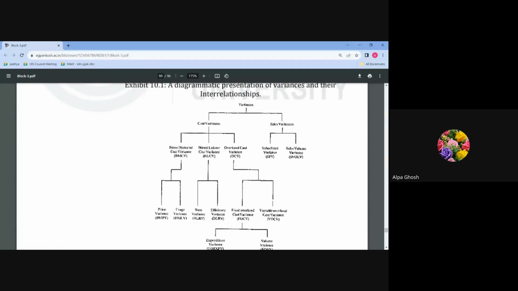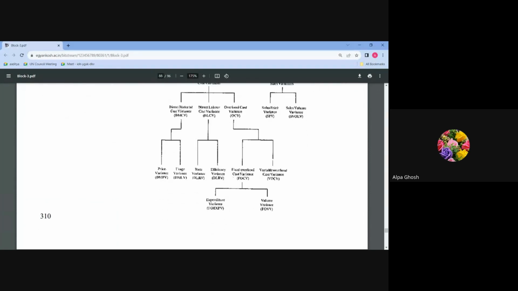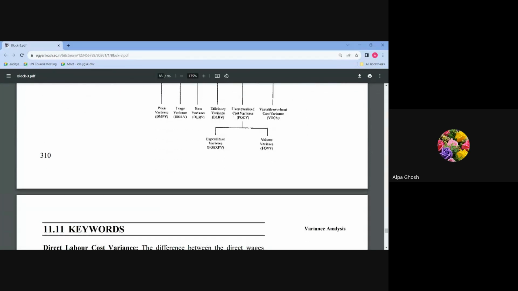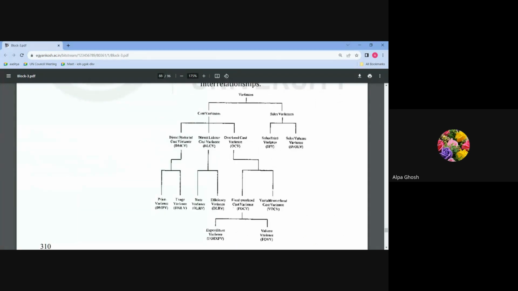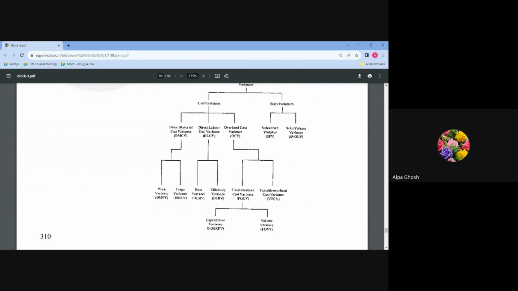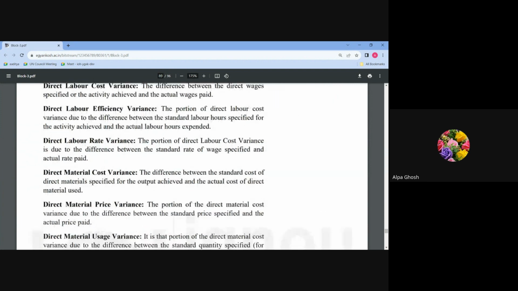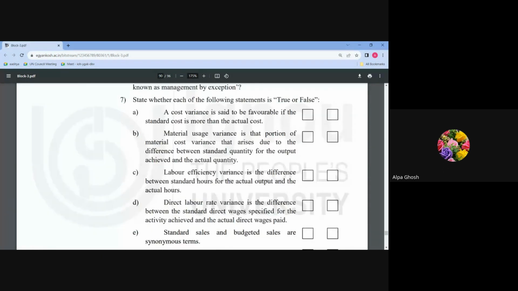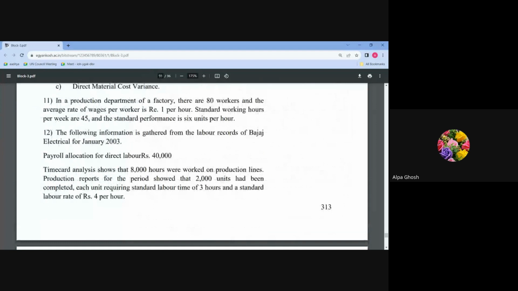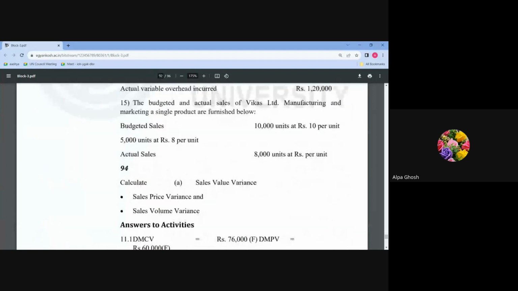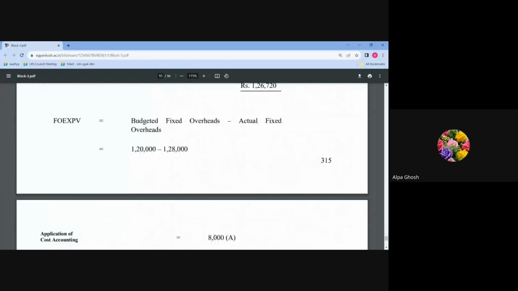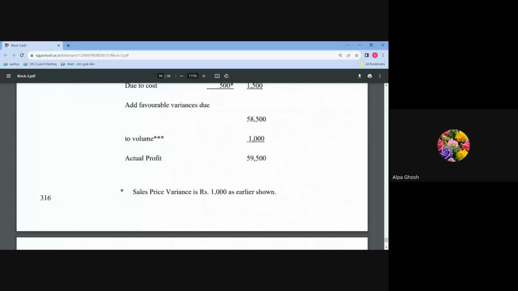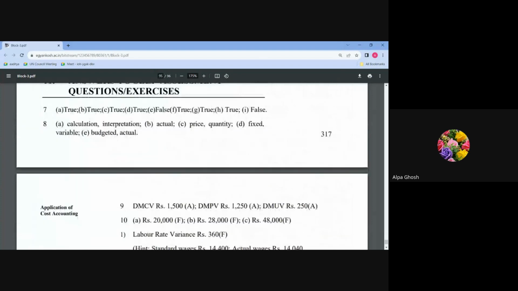This is the final chart where you have to study at least the theoretical part of all these variances. For all variances, you have to go with fixed variances and variable variances. Am I clear? So these are the three topics that we have done.